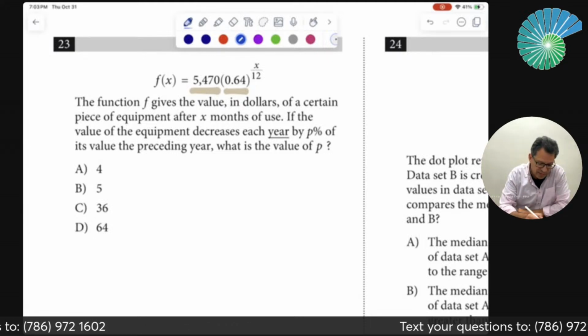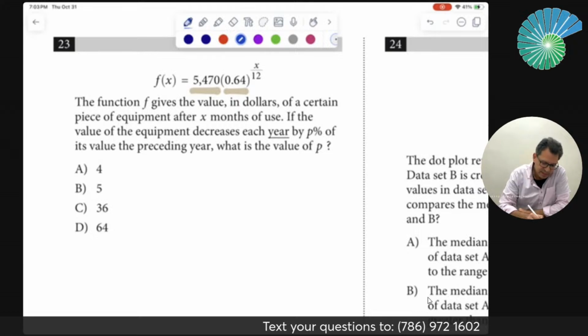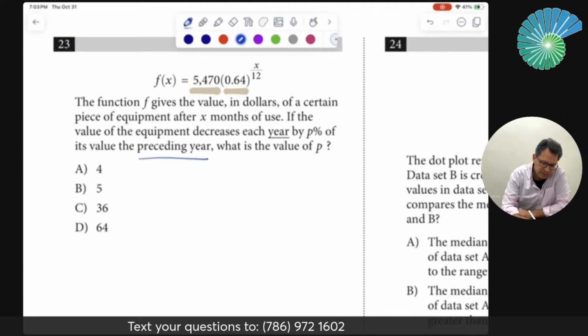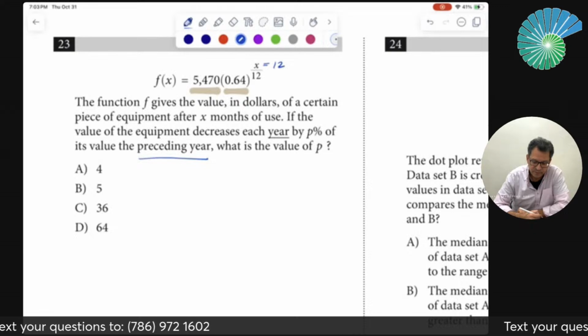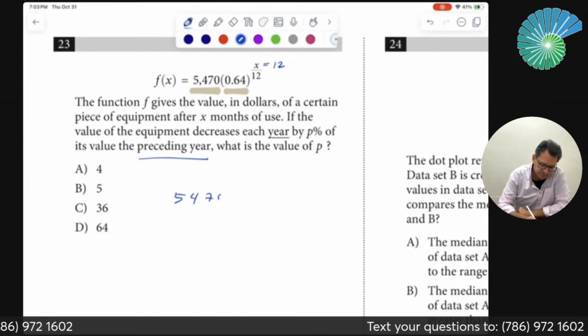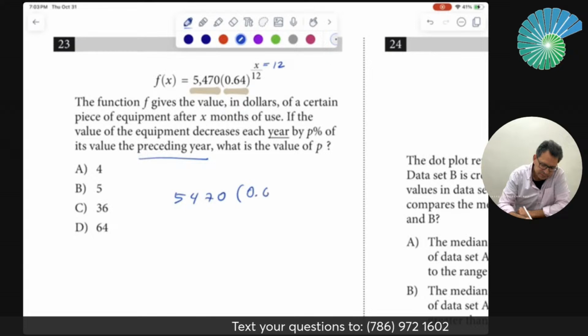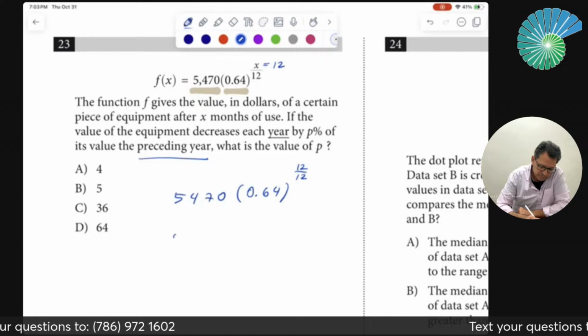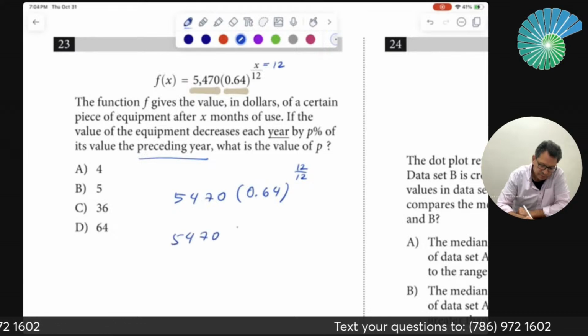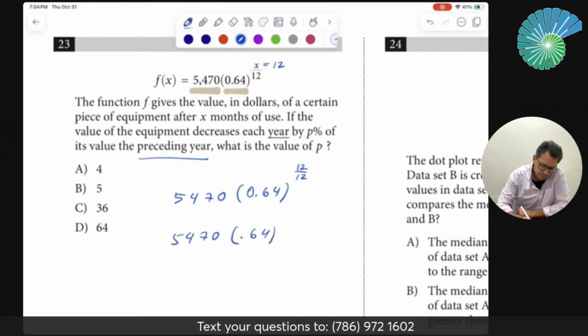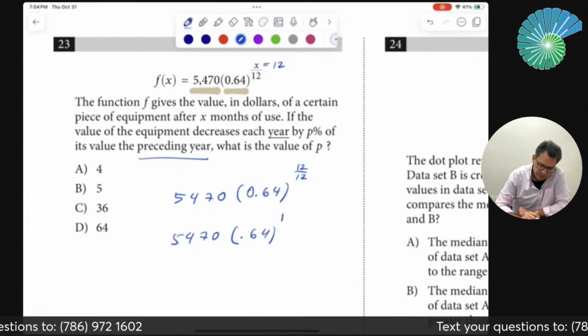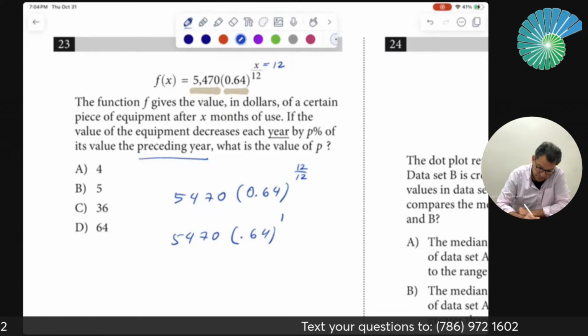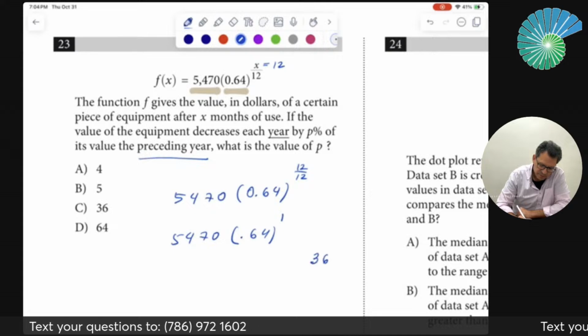Well, because x is in months, and they say the preceding year, that means that here x has to be 12. If I replace x, then the exponent will become 1. So the value of that quantity will decrease 36%.